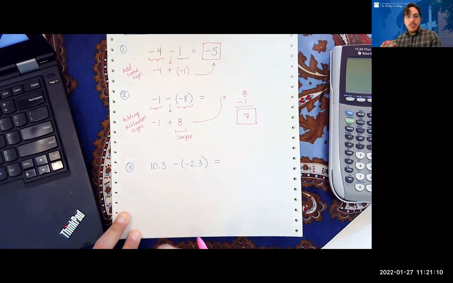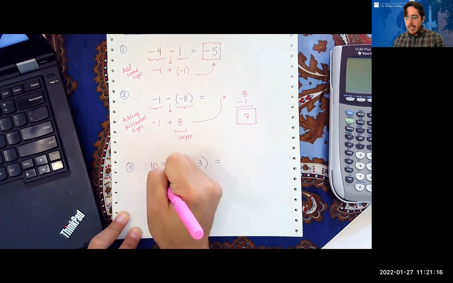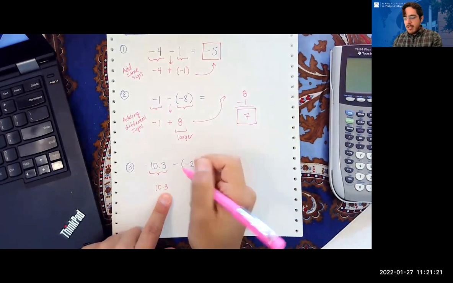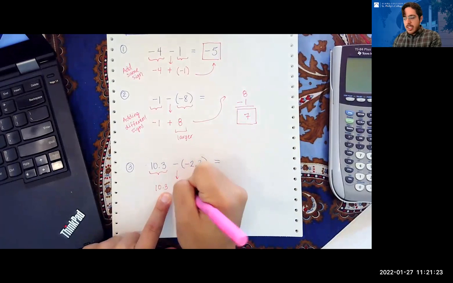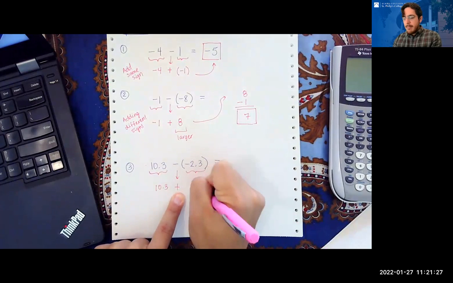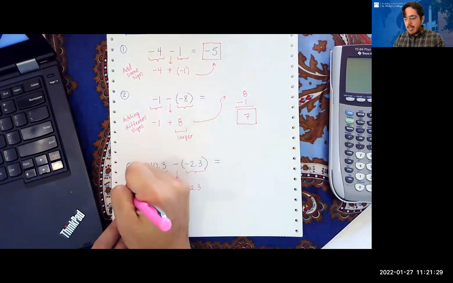If you wanted to, as a shortcut or rule of thumb, you could say if I'm subtracting a negative, I'm really adding. But that's the same thing as applying this keep, change, change rule. We'll keep 10.3. We'll change to addition, and we'll change this one to the opposite. So this is 2.3. Now we're just adding numbers with the same sign.